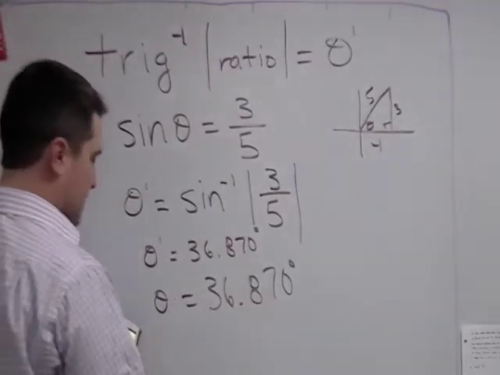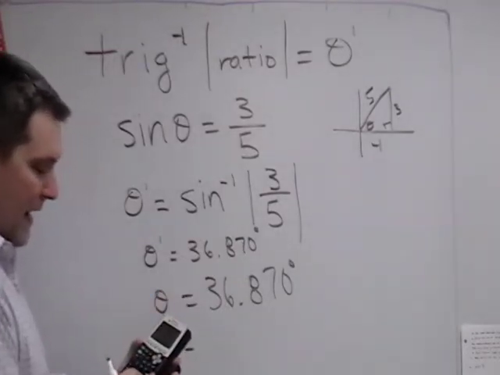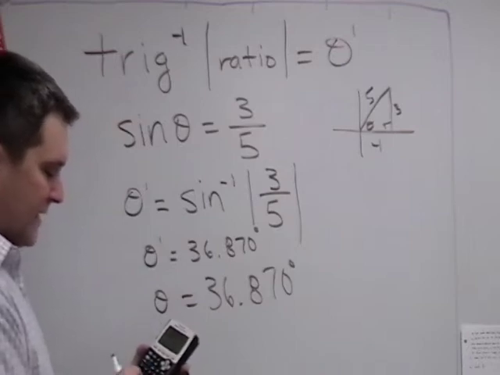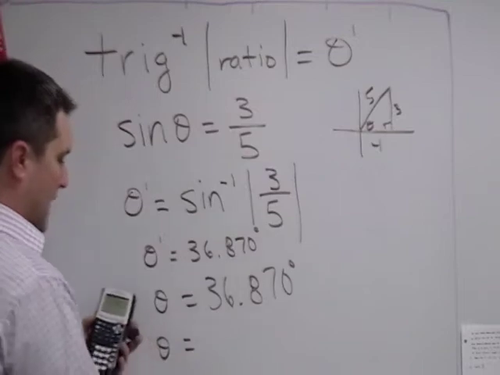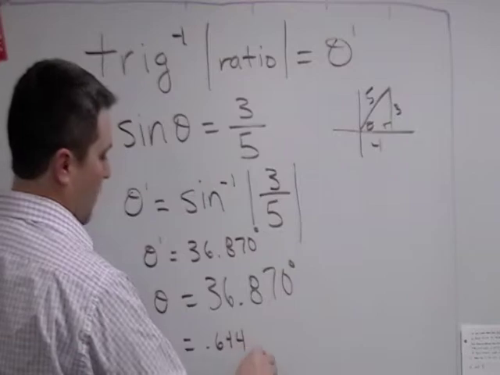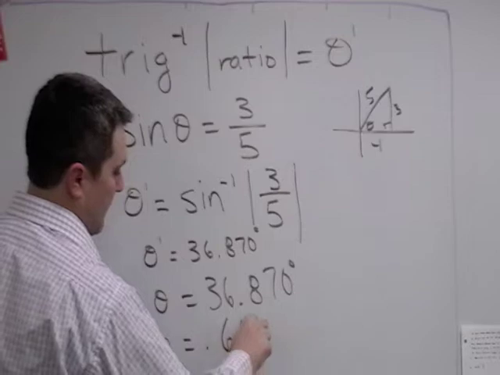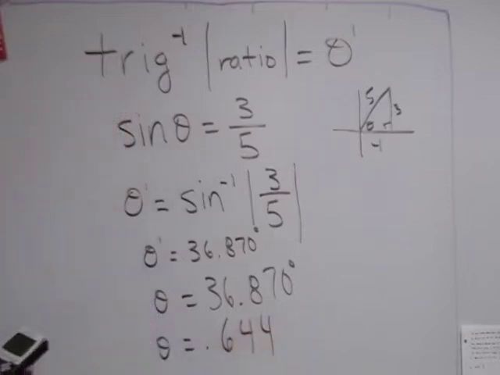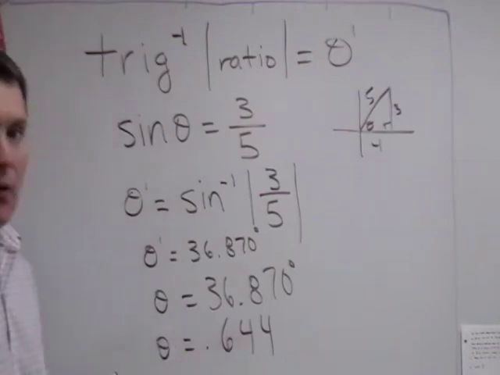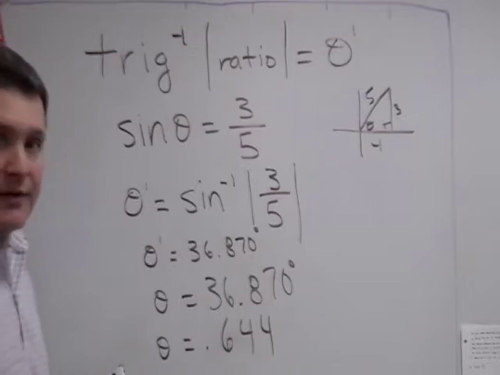So I take 36.870, or this answer that I have, and I multiply it by pi and divide it by 180. I just get the calculator answer, the numerical answer, and that's approximately 0.644 radians. I just did the conversion: multiply by pi, divide by 180. Okay? Are there any questions?